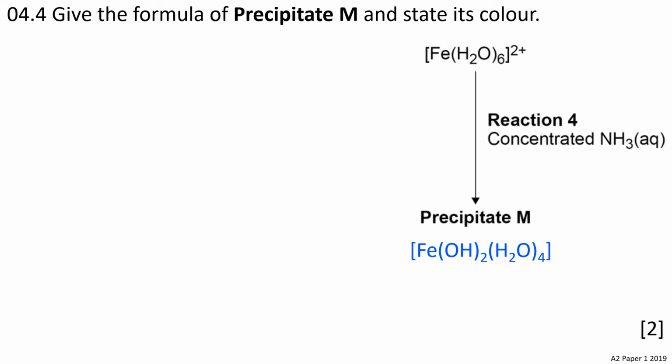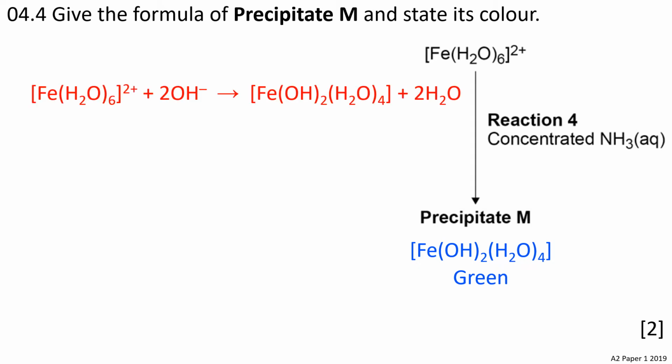I'll give you the formula. There we go. It's the Fe(OH)2(H2O)4 precipitate. So the ammonia has provided us with those OH- ligands there, and that's given us our precipitate. Simply a case of knowing the colours. It is green. You weren't asked for an equation, but just in case you are next time, I've put the balanced equation in there. It's balanced for charge on both sides, so that's something to keep an eye on as well.